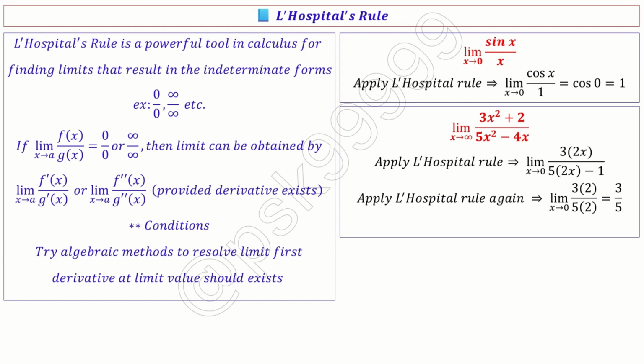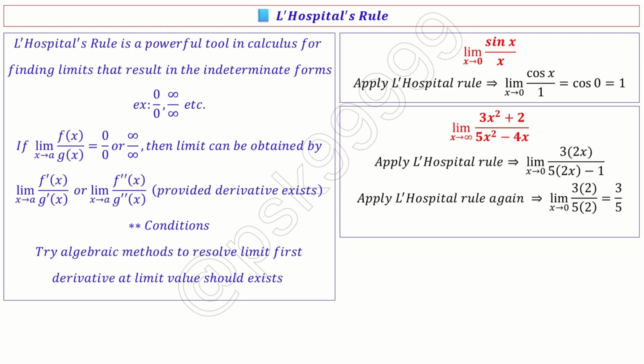Let's see another one. Limit x tends to infinity, (3x square plus 2) divided by (5x square minus 4x). In this case also, you have nothing to cancel. You cannot really apply any algebraic method to cancel the infinity term, because x is tending to infinity here. Both numerator and denominator are infinity, correct? So one way you can do it is to divide by a suitable term, using an algebraic method.